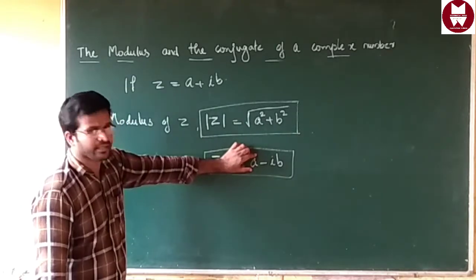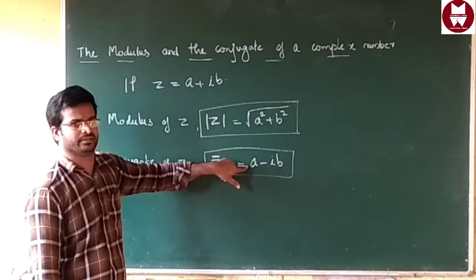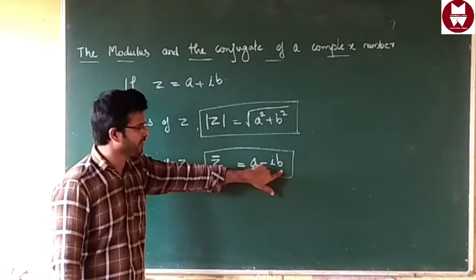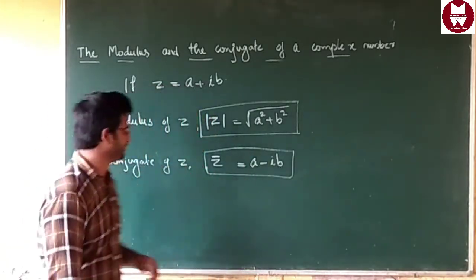Then a means the real part. The real part needs no change. Okay, the sign of the real part is kept as it is. The sign of the imaginary part is changed, just reversed. Plus means minus, minus means plus.